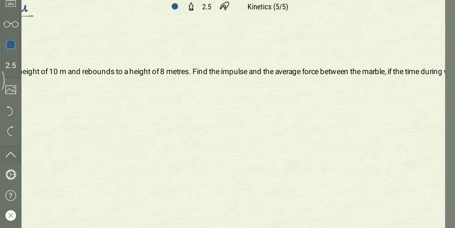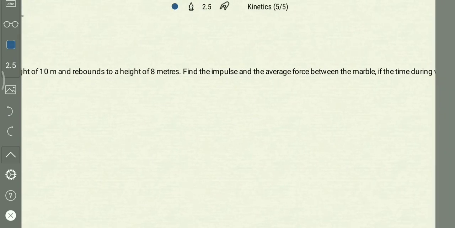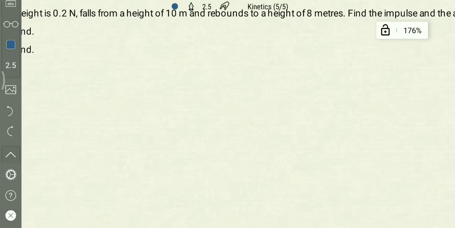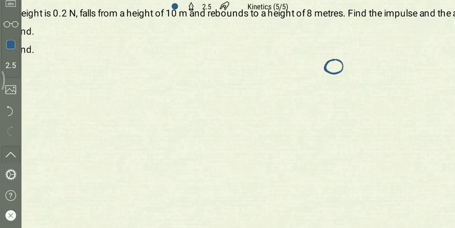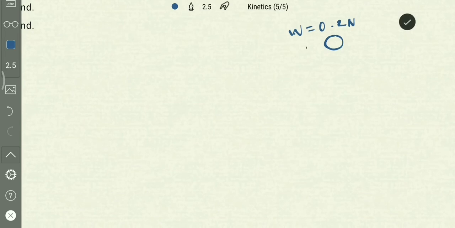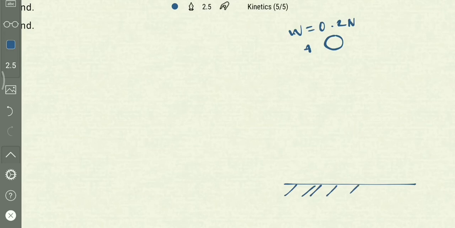Find the impulse and average force between the marble if the time during contact is 1/10th of a second. So there is a marble here, which has a weight of 0.2 newtons. Let us say this point is A and here it is ground.